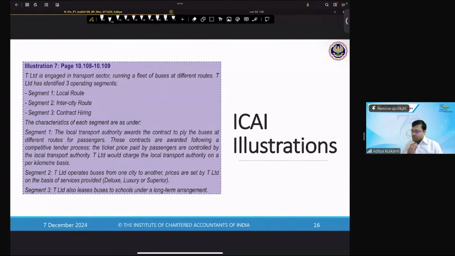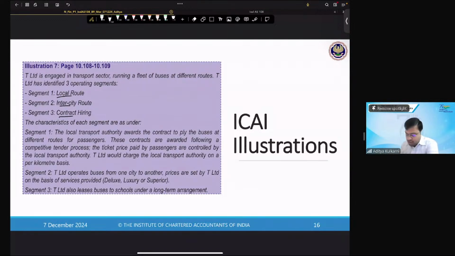Coming to the next one. T Limited is engaged in the transport sector. It's a big question. Running a fleet of buses at different routes. T has identified 3 operating segments. Segment 1, local route. Segment 2, intercity. Segment 3, contract hiring. The characteristics of each segment are as under.